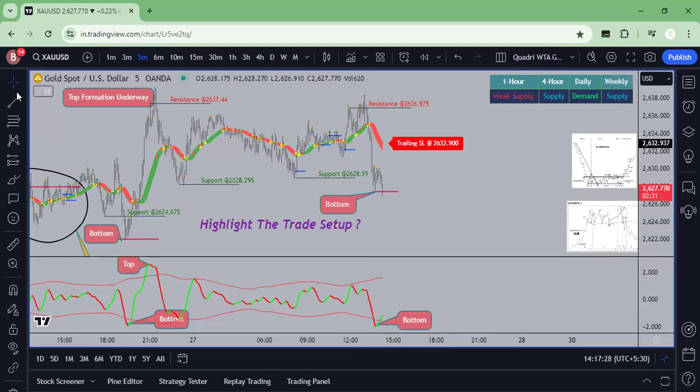Either we are going to see this kind of price behavior, or we are going to see this kind of price behavior. Either way, we would be looking for a buy order above this level and a sell order below this level.